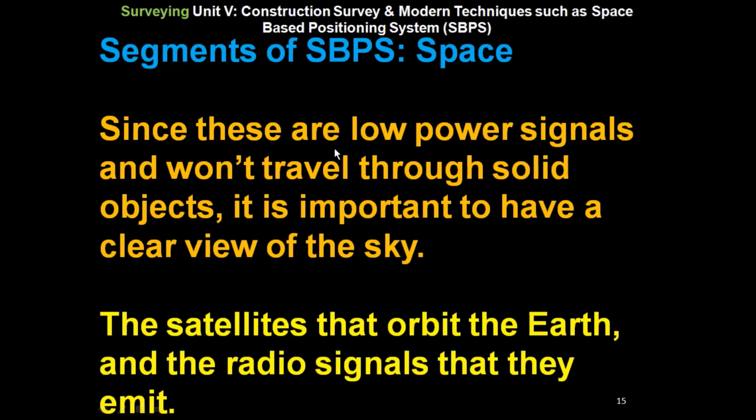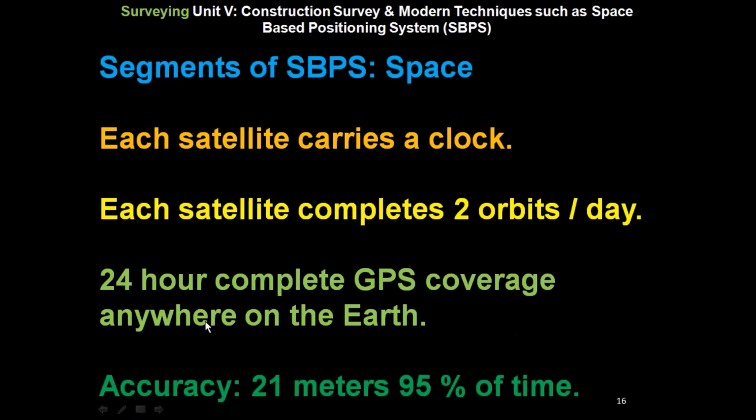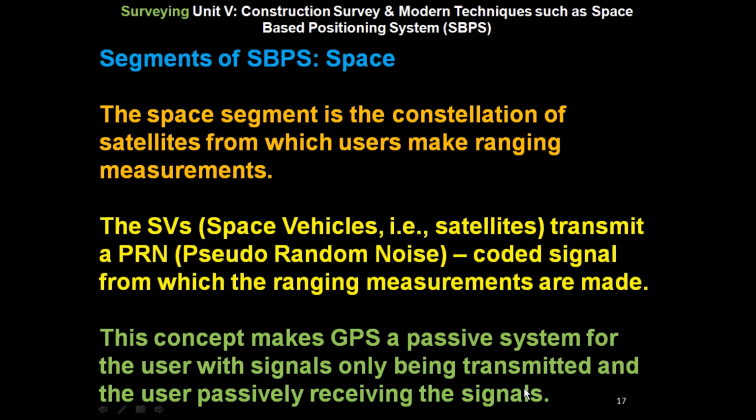Since these are low power signals and won't travel through solid objects, it is important to have a clear view of the sky, the satellites that orbit the Earth and the radio signal that they emit. Each satellite carries a clock. Each satellite completes 2 orbits per day, giving 24-hour complete GPS coverage anywhere on the Earth. Accuracy is 21 meters, 95% of the time.